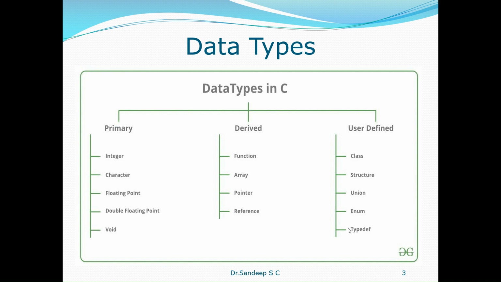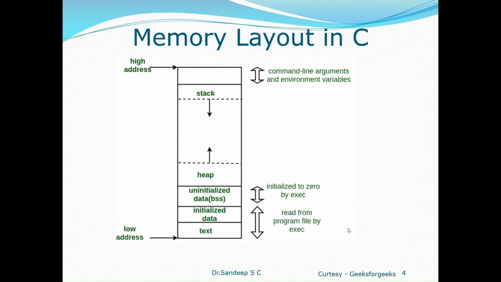Now we should know how exactly these are stored in memory. Before that, let's understand the memory layout of a C program. When an executable of a C program is generated, that executable file is divided into different sections of memory. Starting from the lowest address, we have the text section, or text segment, also commonly referred to as the code segment. This is where all the executing instructions are stored.